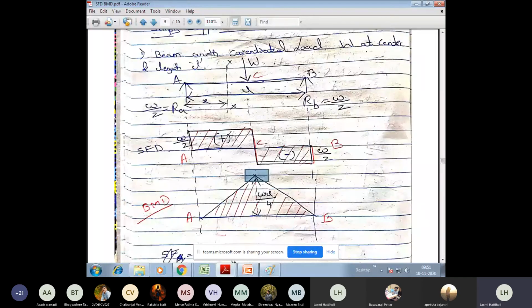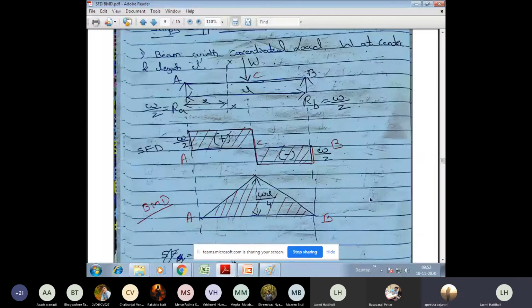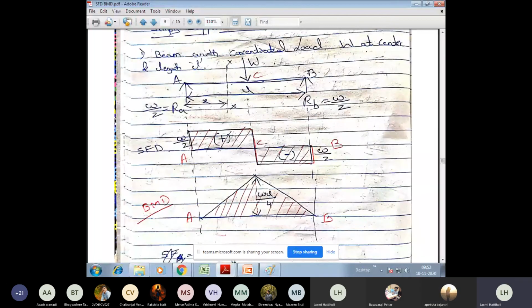Have you understood this? See, what I want you to remember is whenever you have concentrated load, the shear force diagram will be horizontal and vertical lines. Whenever you have concentrated load, the bending moment diagram will be an inclined straight line. Have you understood this? Yes, ma'am. Okay, now I'm going to tell you another shortcut way for the bending moment diagram.